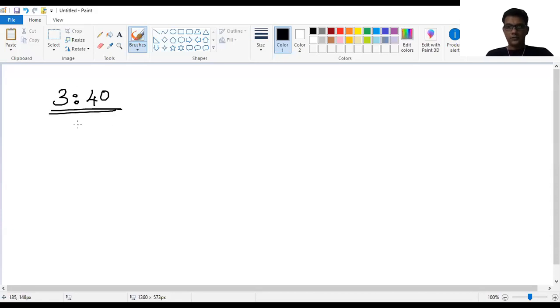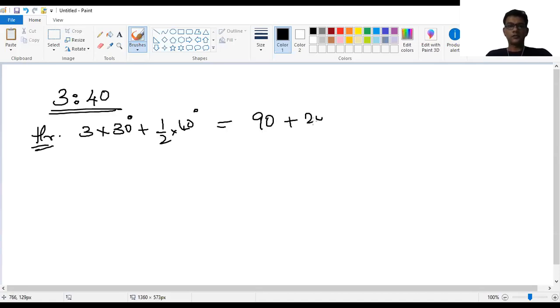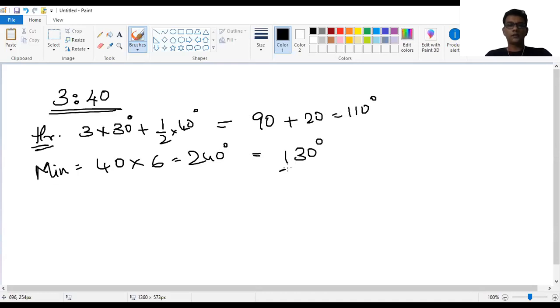Right. So the time is 3:40. So what is my hour hand journey? The hour hand journey is 3 hours, so 3 into 30, plus 40 minutes, which is half into 40. 3 into 30 is 90. Half into 40 is 20. So this is 110 degrees. The minute hand has moved exactly 40 minutes. So 40 into 6, 240 degrees. So the difference is 240 minus 110, 130 degrees. Right.